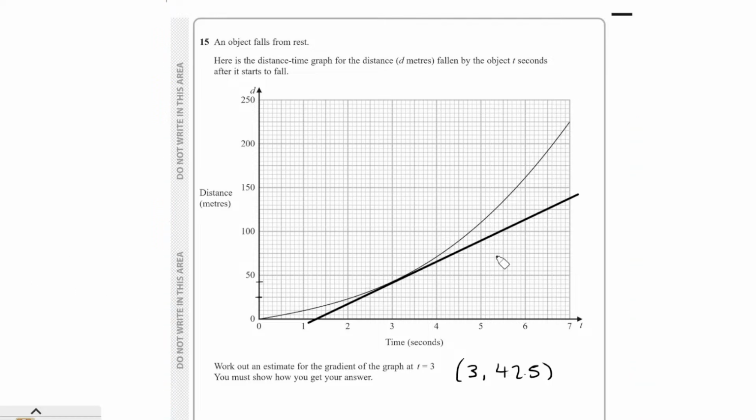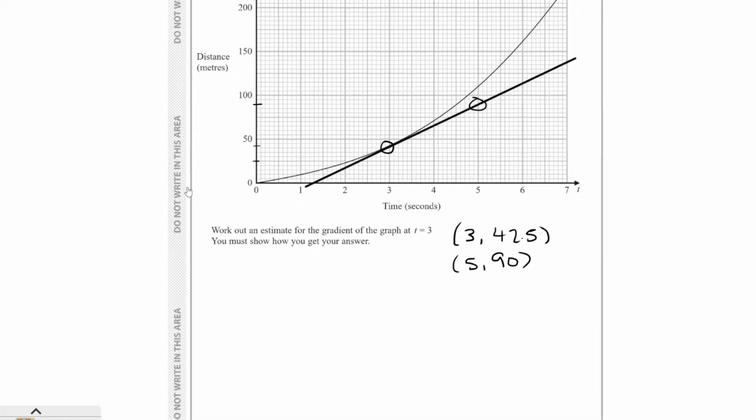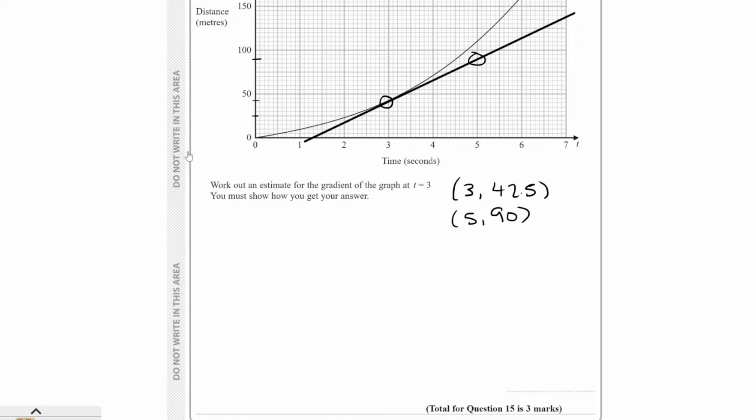So I feel like this one looks kind of obvious to me. That's at 5. And then 2 squares below 100. So is that 90? Well, that would be 75, 80, 85. Yeah, that would be 90, wouldn't it? That's what I'm going to choose. You can choose any 2 that you want. I chose these 2. You could probably choose this one over here as well. Well, that would be 6.5 and then 125. But whatever you want to do, choose 2 coordinates that are obvious to you. Then we need to do change in y over change in x.